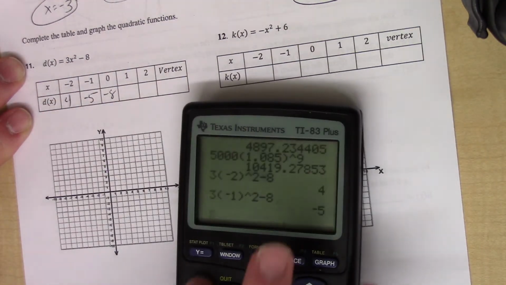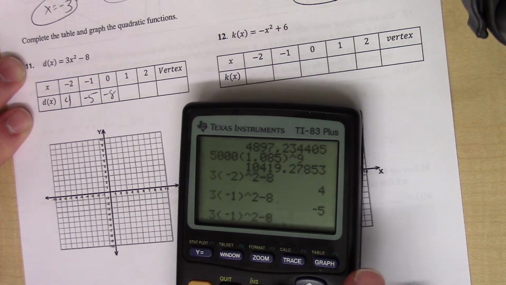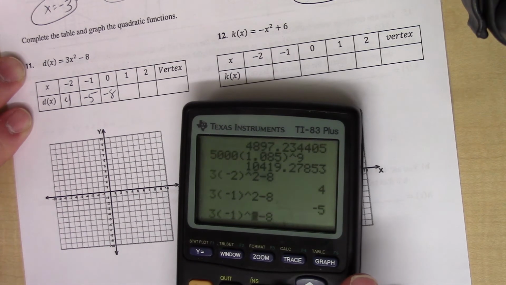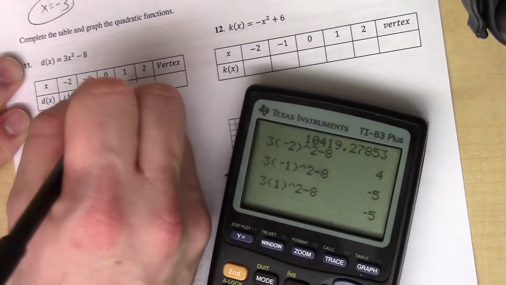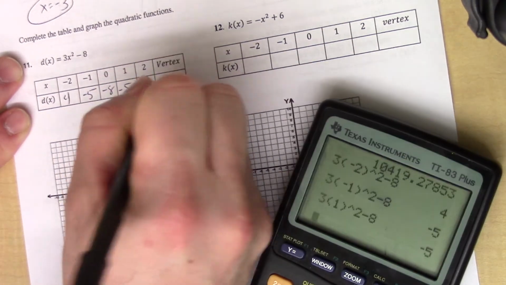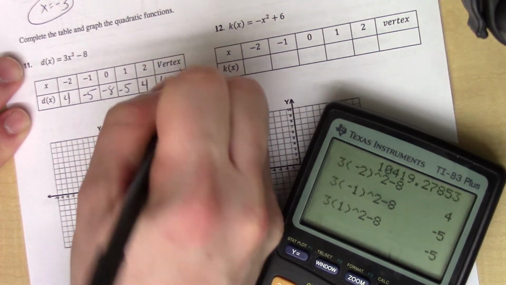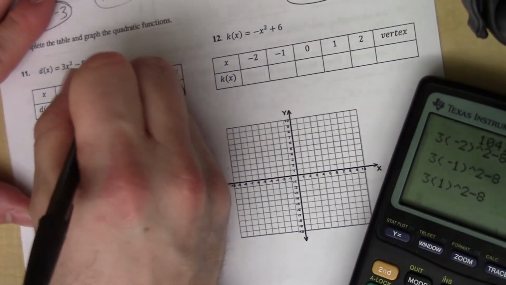Okay, and then I'm going to second enter here so I can go back and change this to a 1. So I'm going to just delete that little negative sign there and press equals, I get negative 5. Oh yeah, these things repeat, so I bet that's 4. All right, 0, negative 8 is my vertex because it's always the center one.